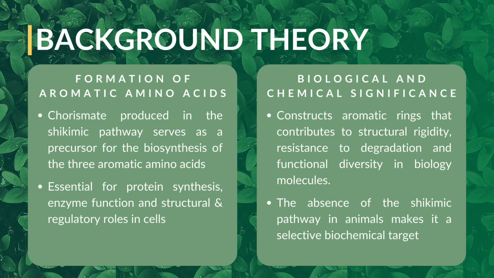For point number 3, chorismate is produced as a key intermediate. Chorismate then serves as a precursor for the biosynthesis of the 3 amino acids, which are essential for protein synthesis, enzyme function, and various structural and regulatory roles in the cell. For the last point, the Shikimic pathway is biologically and chemically significant because it constructs aromatic rings, which provide stability and functional diversity in biological molecules. Since this pathway is absent in animals, it also serves as a selective biochemical target in agriculture, medicine, and biotechnology.